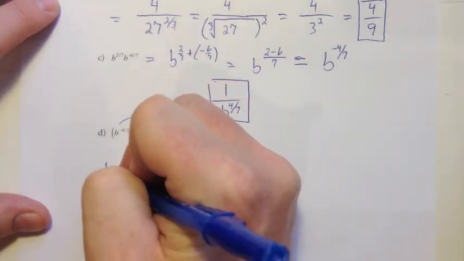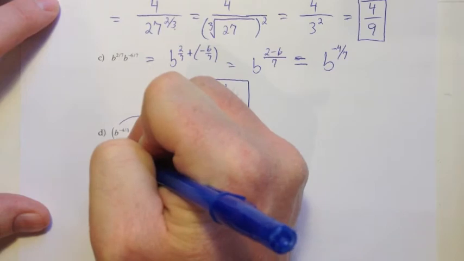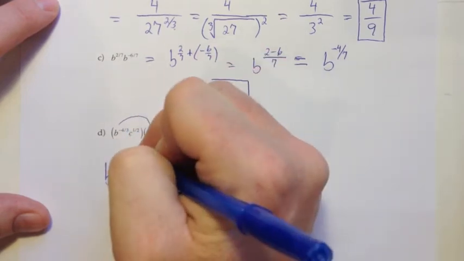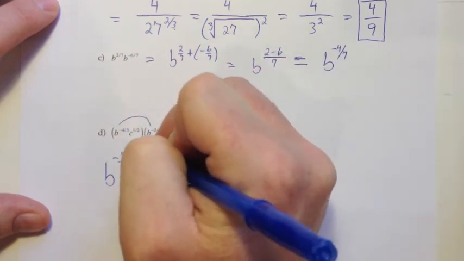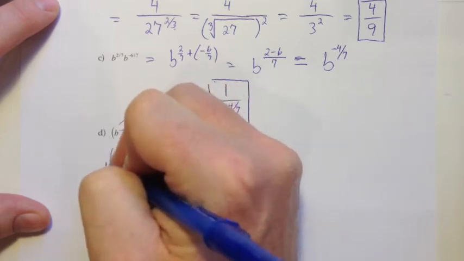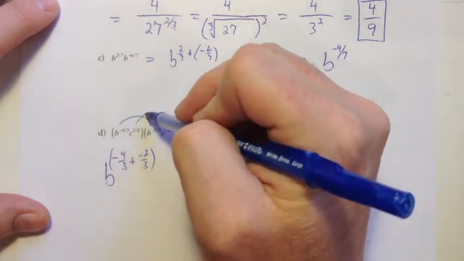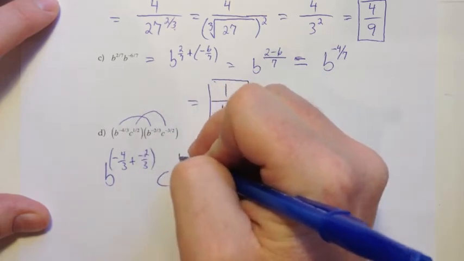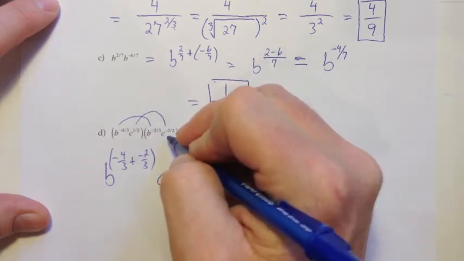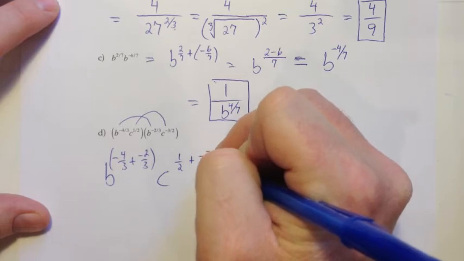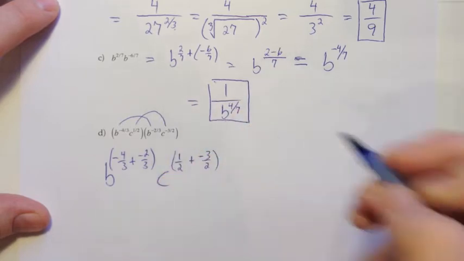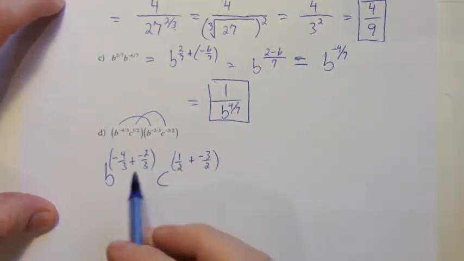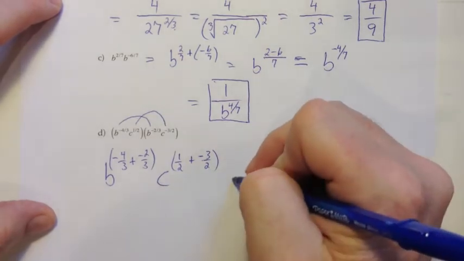So I would take these and combine them by adding exponents. So negative 4/3 plus negative 2/3 would be the exponent on the b's. And then I would want to do the same thing for the c's. My first exponent of 1/2 plus this negative exponent, negative 3/2. And then I'm just going to want to do the fraction work to simplify those and see where this goes.